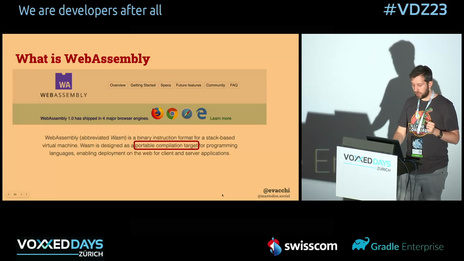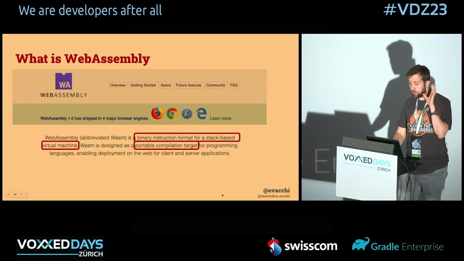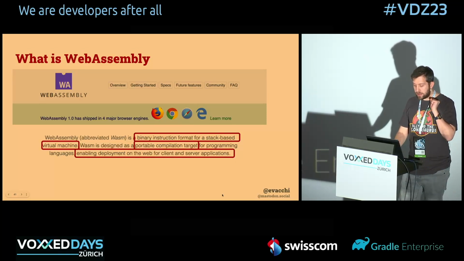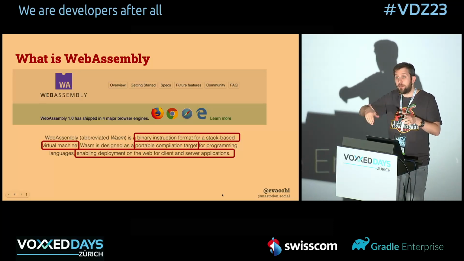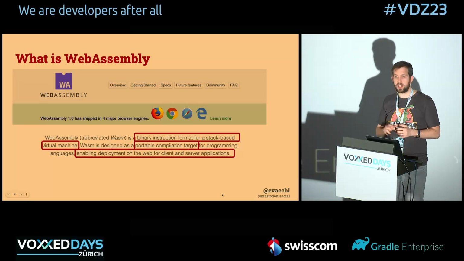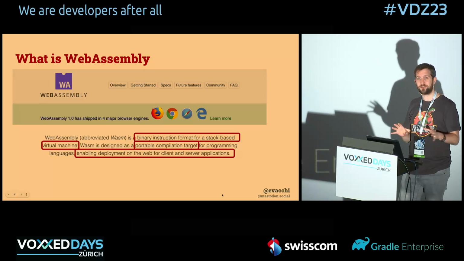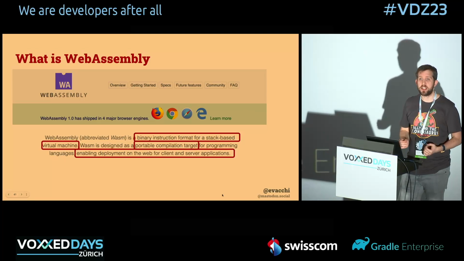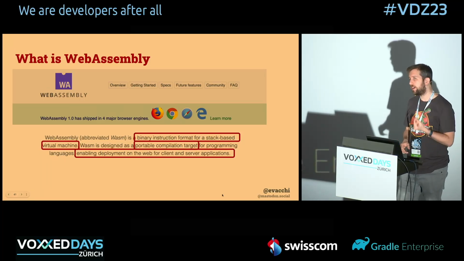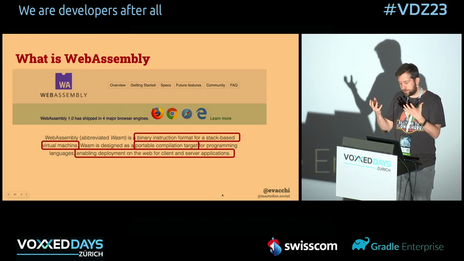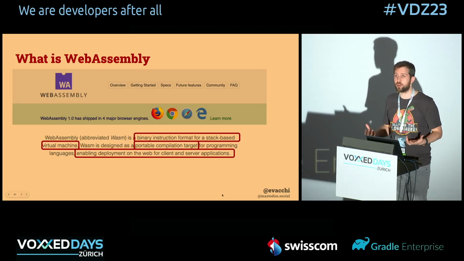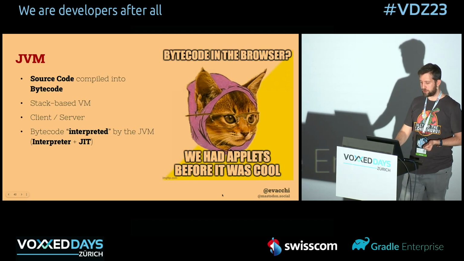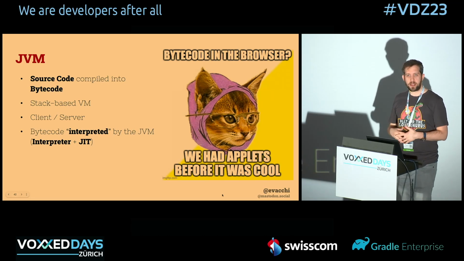And for programming languages, it's a binary instruction format for a stack-based virtual machine, and it's enabling deployment on the web for the client, but also for server applications. So that's what really makes it different. It's not just about the web as in client, as in browser, but it's a web technology that is also usable outside the browser, and that's what makes it interesting for me, and I hope for you too. So what about the JVM and WebAssembly?